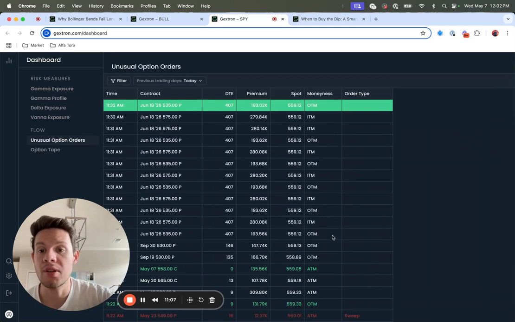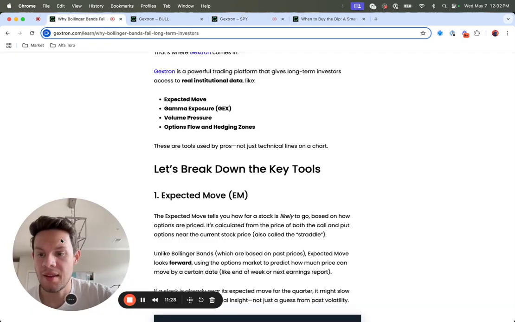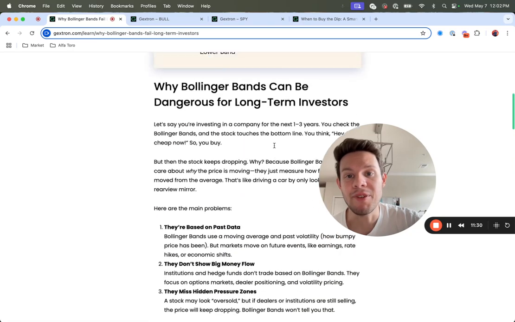So it's important to pay attention to all these things to figure out if there's going to be some short term downside, or how the market makers are going to behave, and whether it has met the expected move for the week, the month, the quarter, or the year. All these things are what you want to pay attention to, to figure out when is a good time to buy the dip, right?